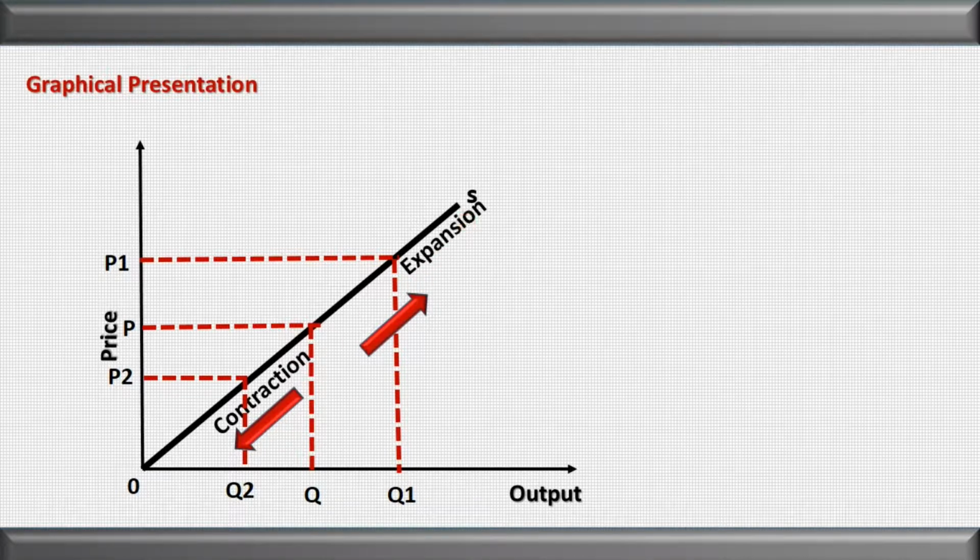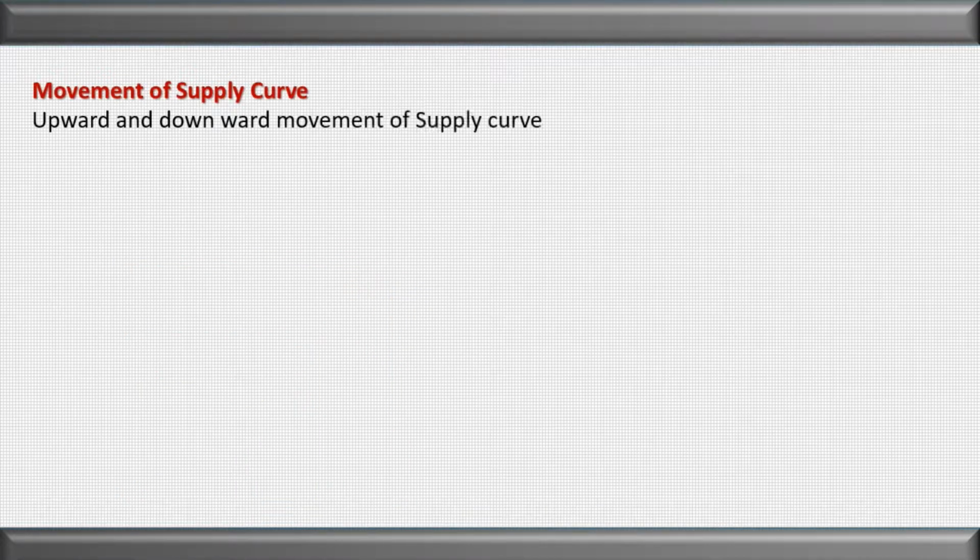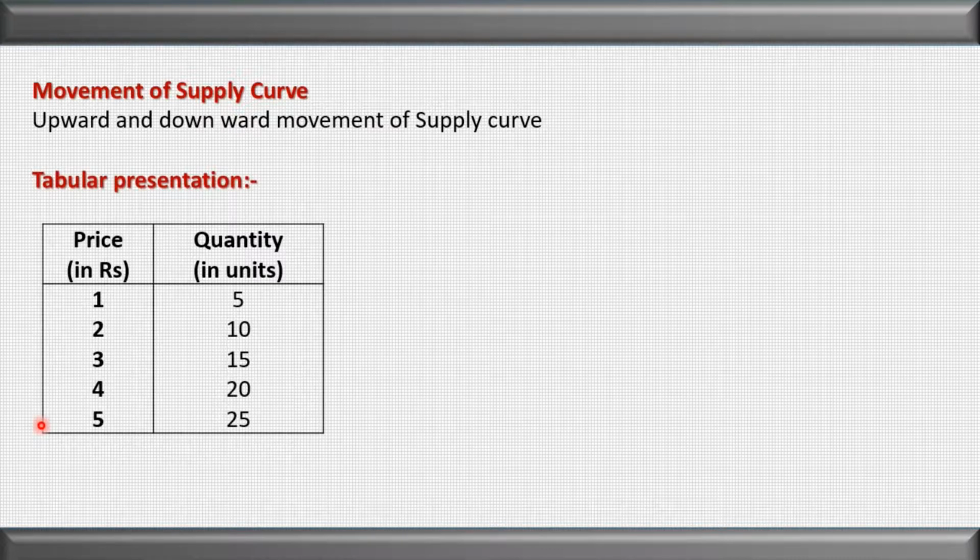So I think the contraction and the expansion is clear to everyone. In the case of the change in quantity supplied, the movement of the supply is upward and downward. In the case of expansion, there is upward movement, and in the case of contraction, there is downward movement. Let us see the tabular presentation. This table shows expansion of supply, because the prices are increasing, the supply is also increasing. Now let us discuss the next thing, that is shift in supply curve.